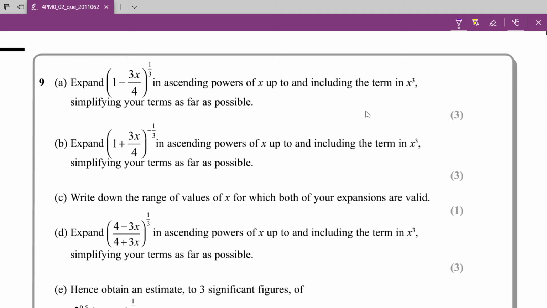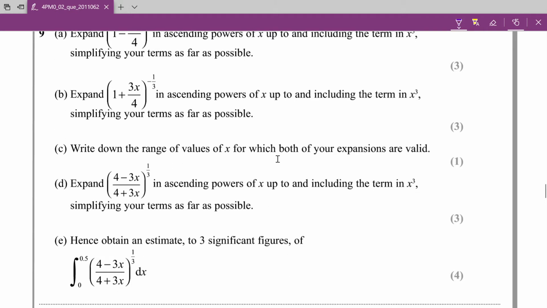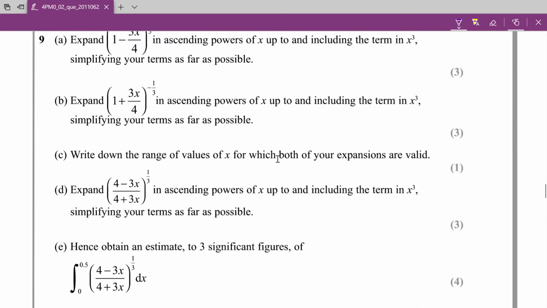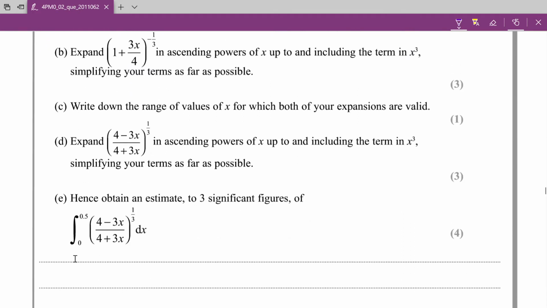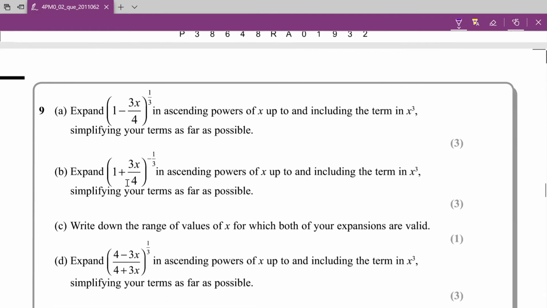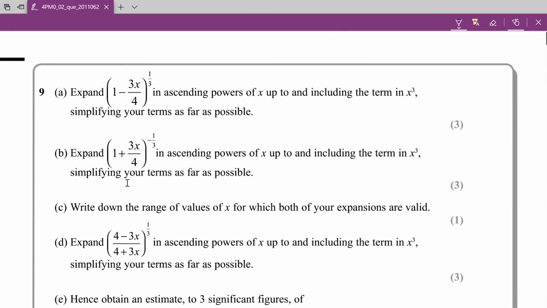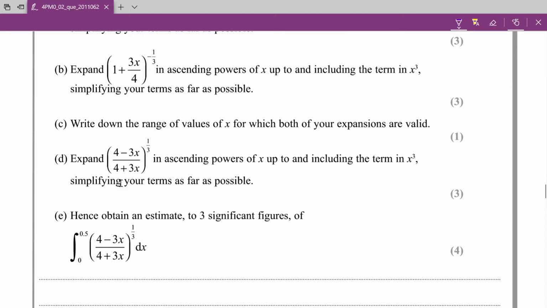So we're going to jump right into the deep end with this heinously long question, which ends in this ridiculous integration of some binomial expansion for this bracketed term here. So first of all, it says expand this expansion up to x cubed, and then this expansion up to x cubed, and the first thing you might notice is that this is a minus while this is a plus, and this is a plus while this is a minus. So these terms are actually going to be very similar.